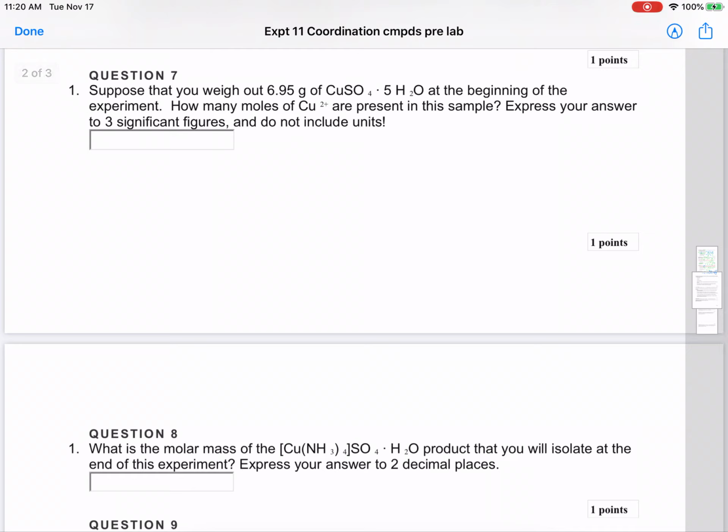Suppose that you weigh out 6.95 grams of copper sulfate pentahydrate to begin with. So you were supposed to take 7 grams. Sometimes we might not get exactly 7 grams. So 6.95 is perfect at the beginning of the experiment. How many moles of copper 2 plus ions are present in this sample? Express your answer to three significant figures and do not include units.